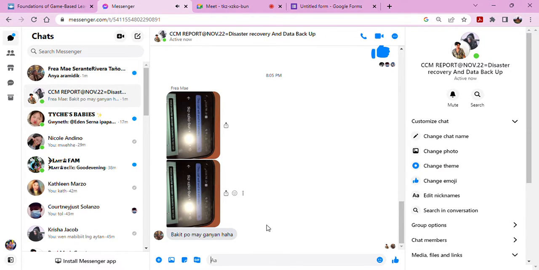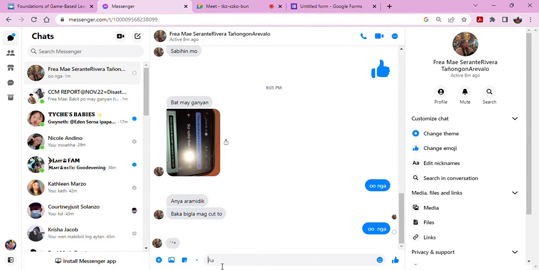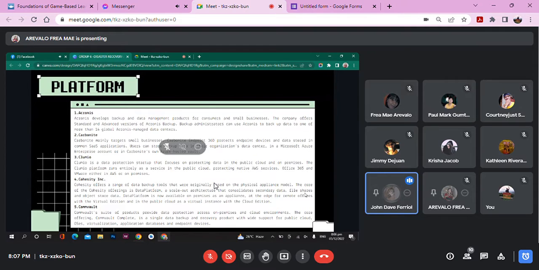Number 2, Carbonite. Carbonite mainly targets small businesses. Carbonite Endpoint 360 protects endpoint devices and data stored in common SaaS applications. Users can store backup data in their organization's data center, in a Microsoft Azure enterprise account, or in Carbonite's own Azure-hosted vault.